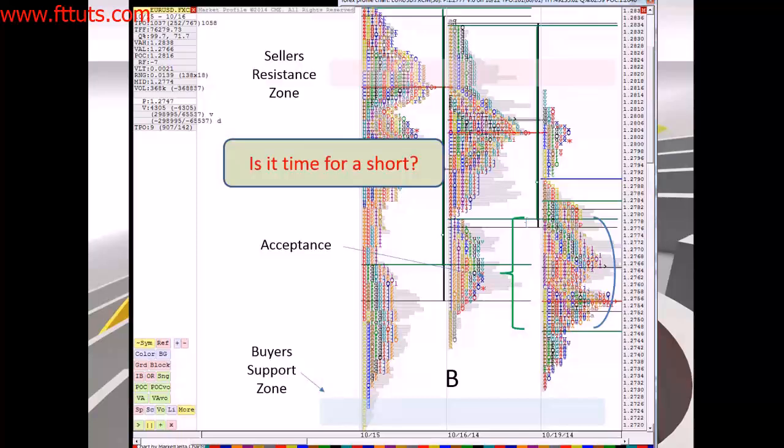So, is it time for a short? Absolutely not yet. I want to see a retest of this area, and I don't want to take any shorts until we test this zone and I see that this seller zone holds. Once this selling zone holds, then I would be inclined to think about and entertain shorts. But at this point in time, the profile is not telling me that it's time to short at all.